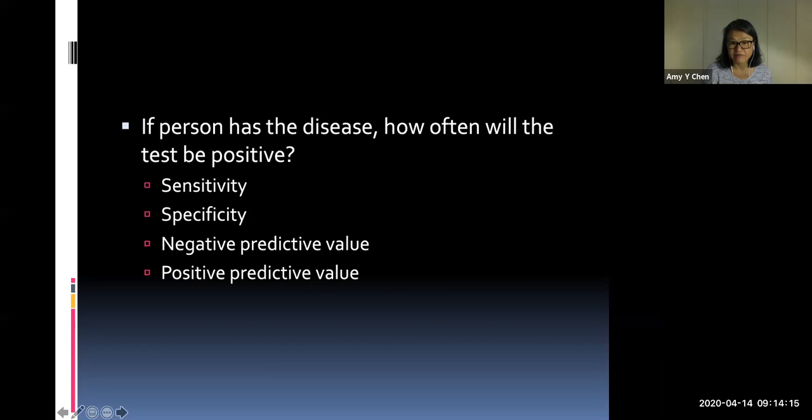Does anyone want to venture a guess or an answer to what this is? Which A, B, C, or D? I can't really see the chat box. A, very good. Okay, now I can see my chat box. It is A, it's sensitivity. If the person has the disease, how often will the test be positive? Okay, next question.